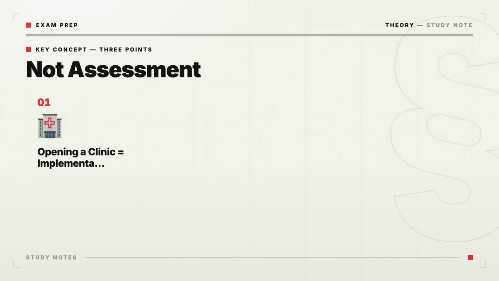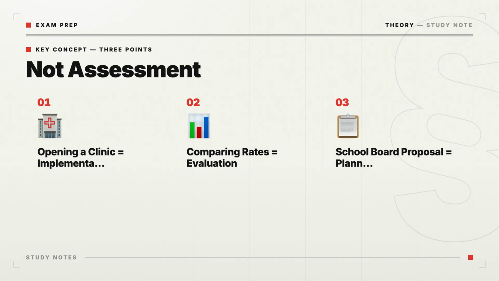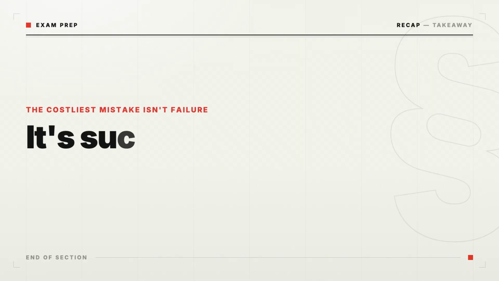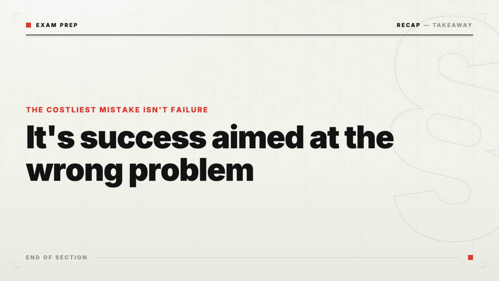It's easy to confuse later steps with assessment. Opening a clinic is implementation. Comparing rates before and after is evaluation. And bringing a proposal to a school board is planning. All three presuppose assessment. None of them is assessment. Strong assessment examines determinants, not just outcomes, because a program launched without it ends up aimed at whatever staff already assumed, not the problem that's actually there.